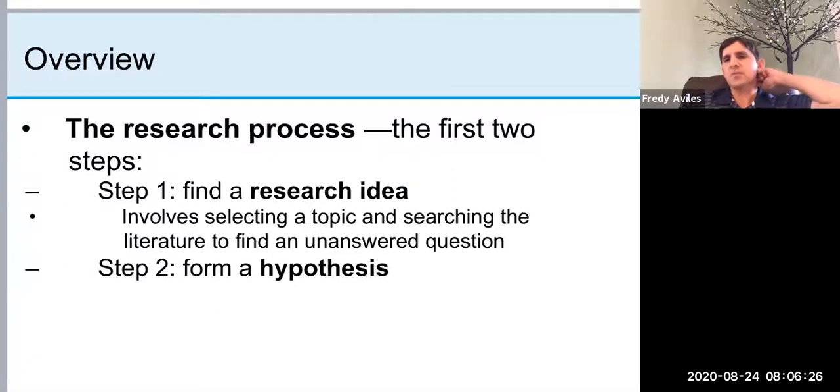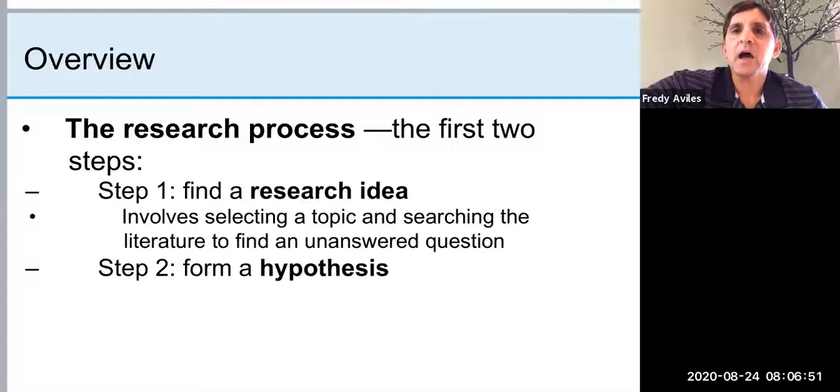Okay, so step one, try to find an idea. What are you going to do for your research project? Remember, in this class, you actually have to do your own research. You're not just going to read about research. You're going to do your own study. So the first step is to find an idea and then eventually come up with a hypothesis. So let's keep going. That's just our overview.